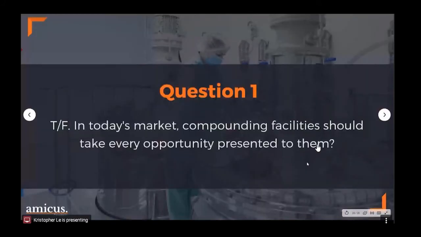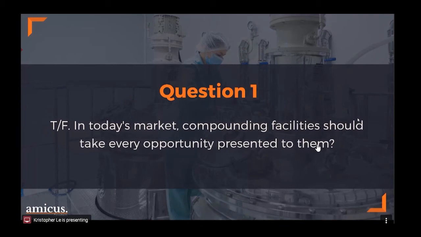All right, so that is that. Let me jump into the questions real quick. So it's a true or false: in today's market, compounding facilities should take every opportunity presented to them. I'll leave that open. I don't know if anybody wants to try to answer that, or I'll just jump through this.